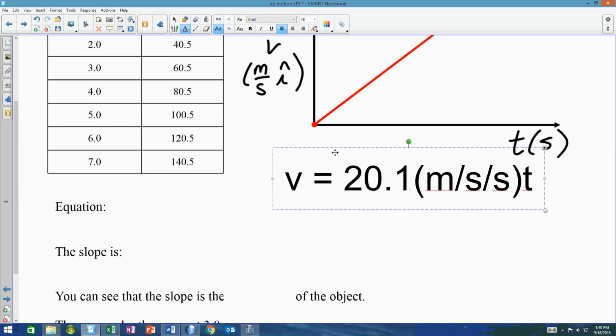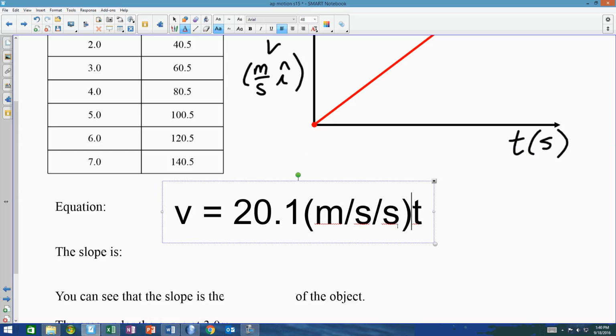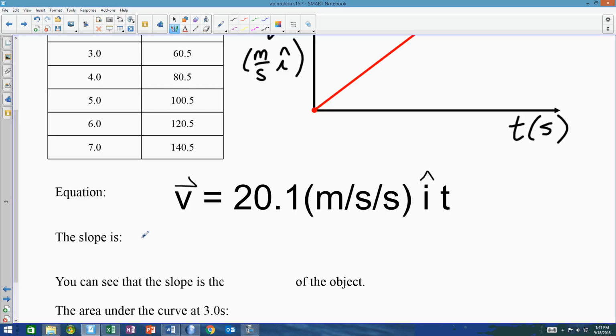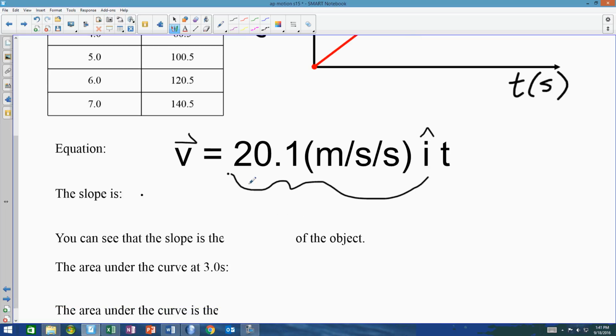Okay, so there's our equation for our line of best fit. I'm also going to put the direction because it's I hat. Here we have our vector sign and here we have our unit vector. So what is the slope? It's 20.1 meters per second per second. And what does that end up giving us? That ends up giving us the velocity, or I mean the acceleration, doesn't it? Meters per second per second is the units of meters per second squared, which is the units for acceleration.